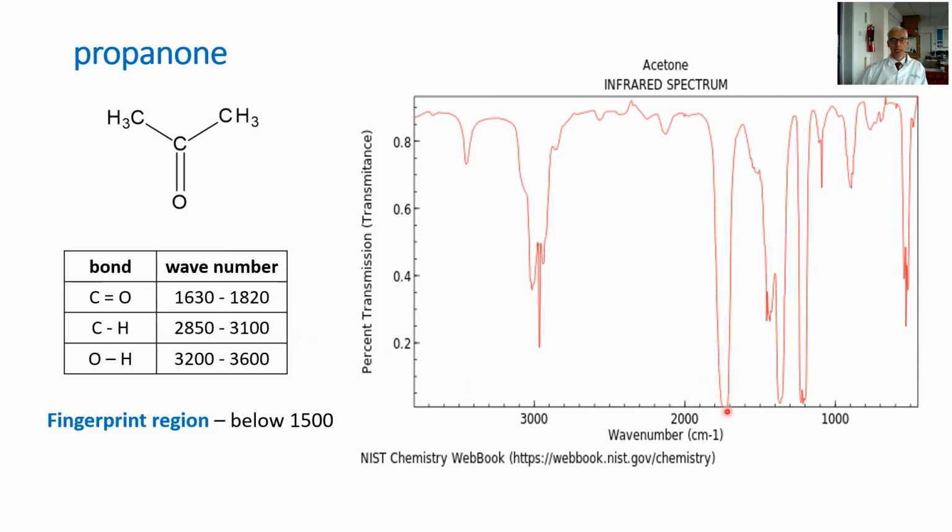And we have a peak here at 1630 to 1820, and that is associated with the carbon-oxygen double bond. The rest of the absorption is in the fingerprint region, and we tend not to try to interpret that. So propanone, we can see the two absorptions that we would expect to see.